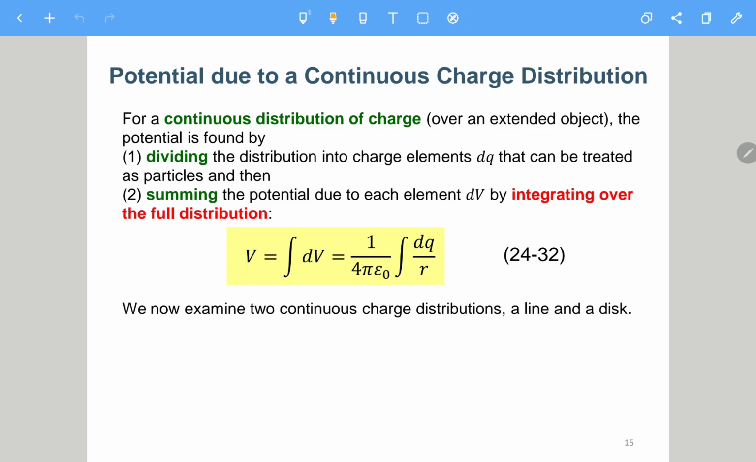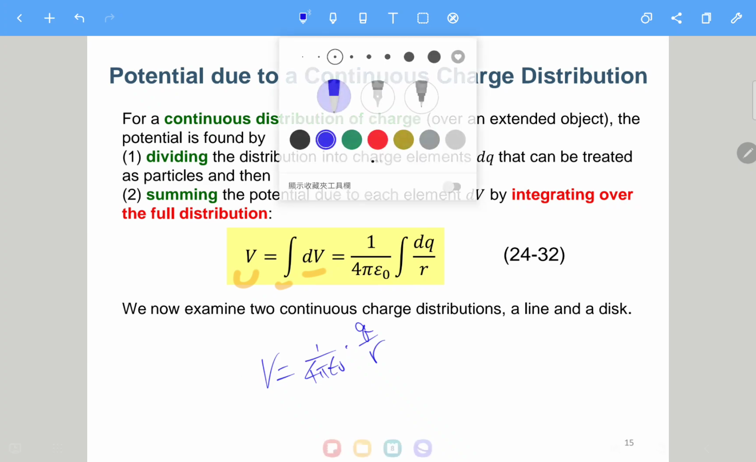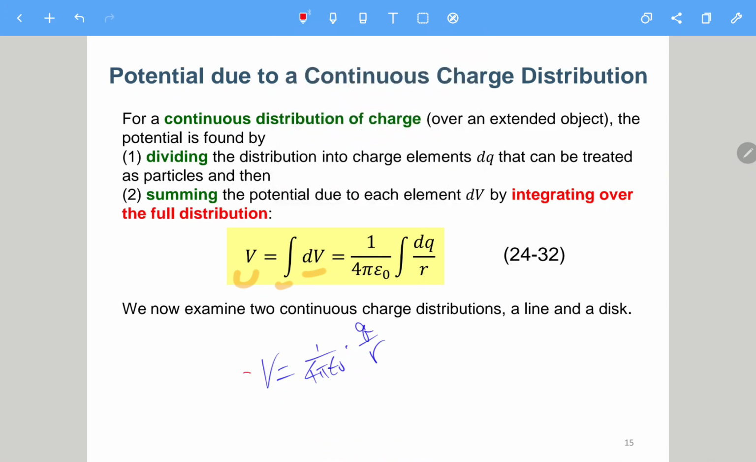Okay, and the equation is: the total V is the integration of dV, just adding all the dV together. And dV, just now, V is 1 over 4 pi epsilon naught times q over r. So here we just add this one on. dV is generated by dq.